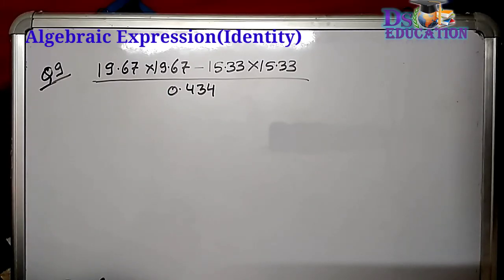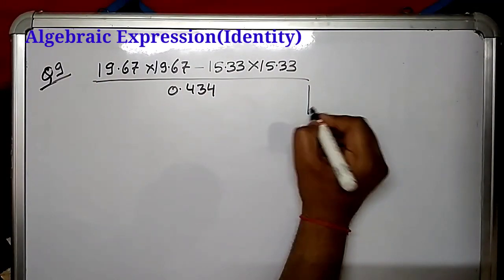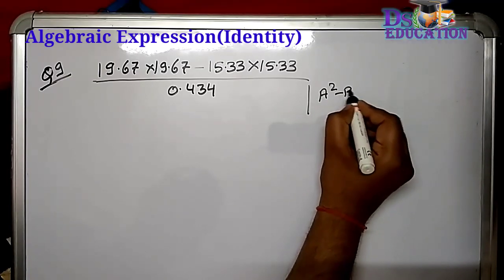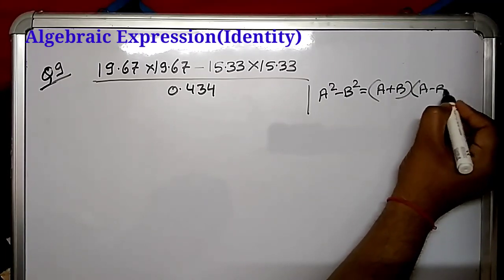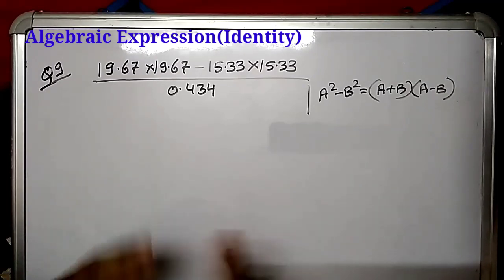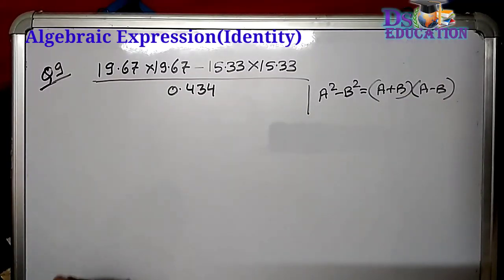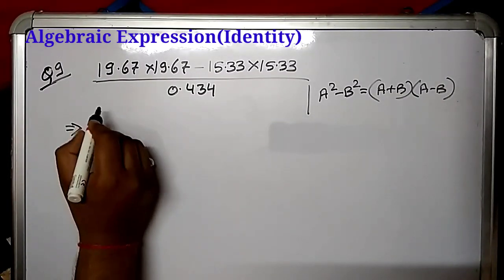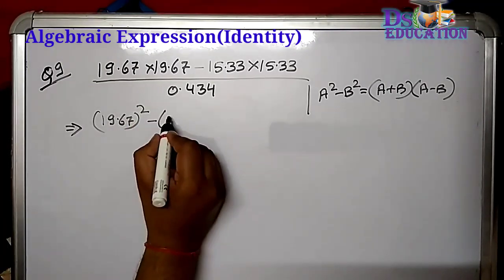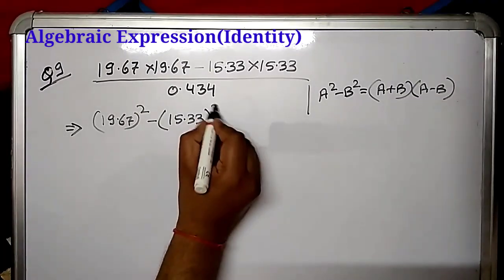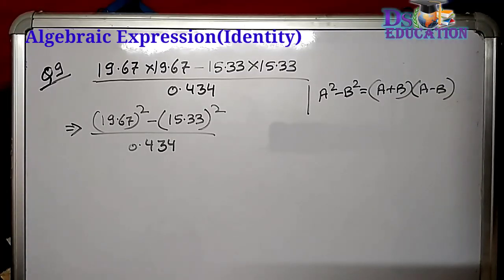Moving to this question now, students. Now if you see the value, these are the two same values. So here we are going to apply the formula a square minus b square is equal to a plus b into a minus b. This is the third identity. I have already told you that we can interchange. If this value is given, we can move to here, and if this condition is given, then we can change it to this condition. So here we will apply in this order. That is, if we talk about this, it is 19.67 square, and this also 15.33 square, upon 0.434. Clear? We can write in this way.